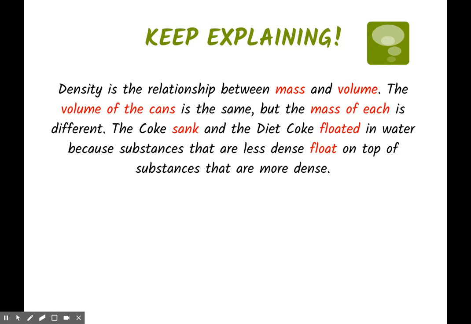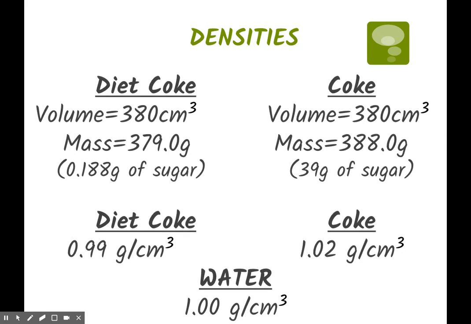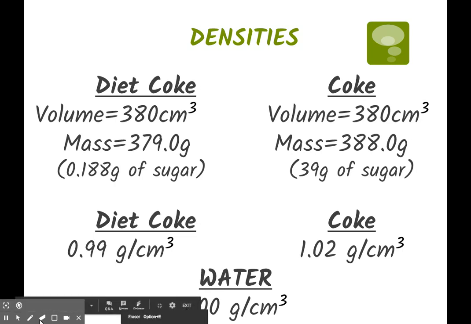Pause here if you need to catch up before I go on to showing you the densities. So here's the information. The Diet Coke has a volume of 380 and a mass of 379. In order to get the density, we divide, and that gives us 0.99, just a little under 1. For the Coke, the volume is the same, 380. The mass is much more, 388. When we divide, we get a density of 1.02.